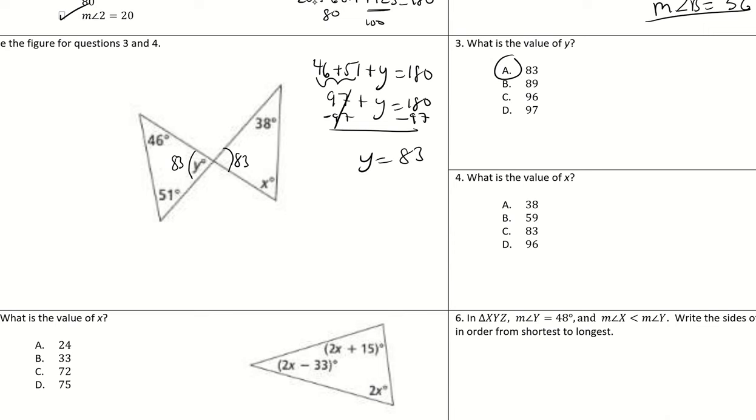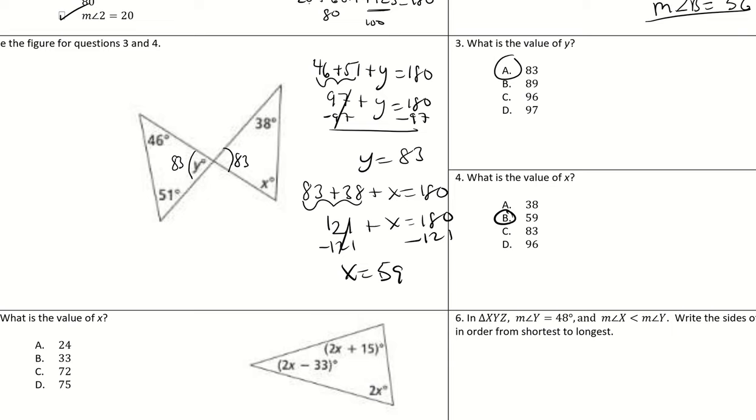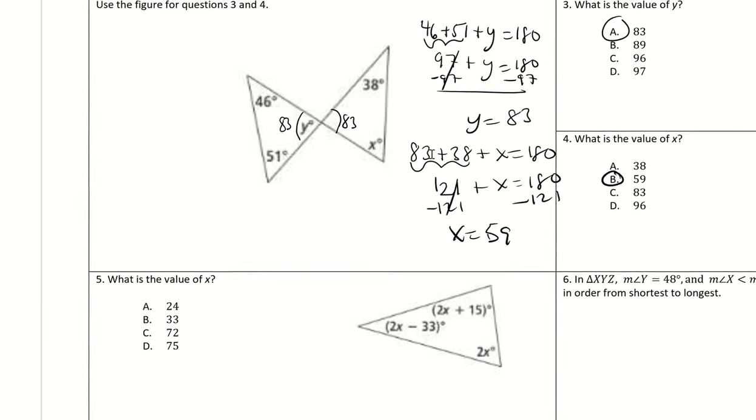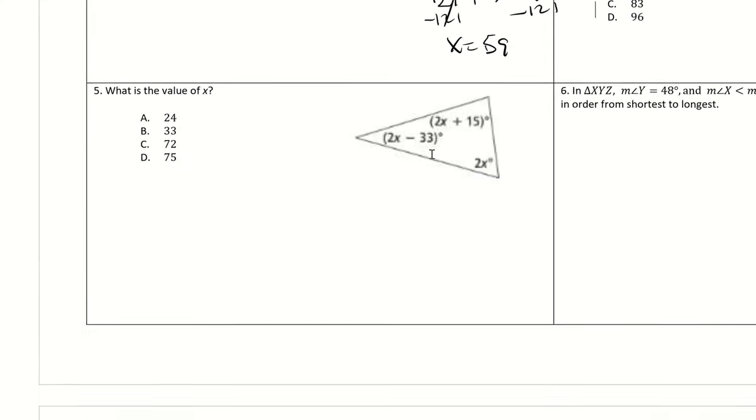Then we can figure out what X is from the triangle angle sum theorem as well. So 83 plus 38 plus X equals 180. We can add this together, so that's going to be 121 plus X equals 180. Subtract 121 on both sides. So X is 60. Nope, it's going to be 59. All right, so triangle angle sum theorem twice and vertical angles.